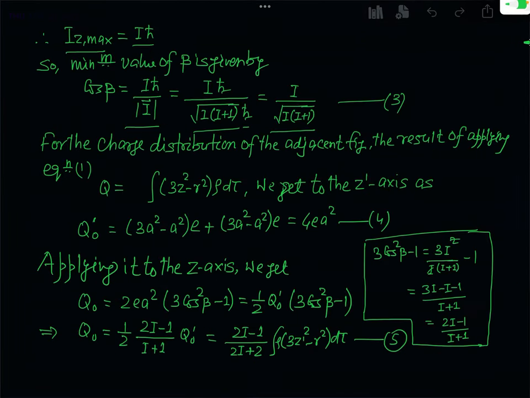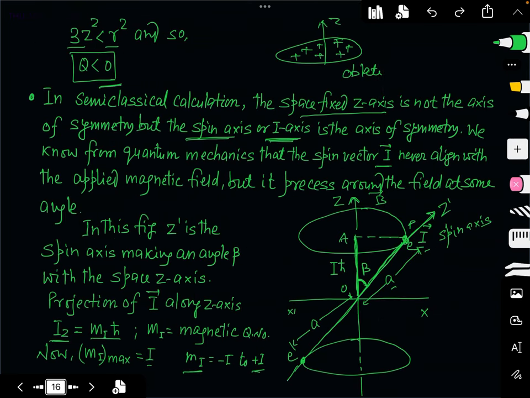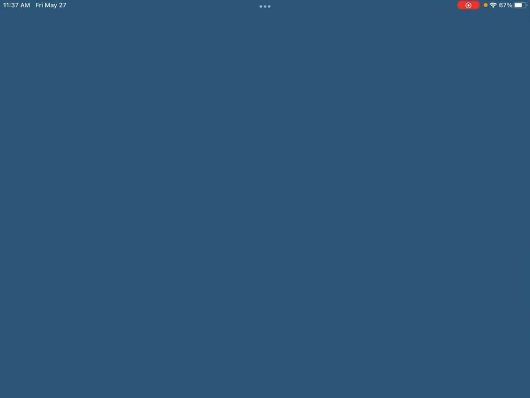As you can see, the general definition of the quadrupole moment is the integral of 3z square minus r square rho d tau. But if we find the quadrupole moment for the z prime axis, that is the spin axis, and we have considered only two protons, then this integral will change into summation. And for the first proton, the value of z, meaning z prime, is simply equal to a.